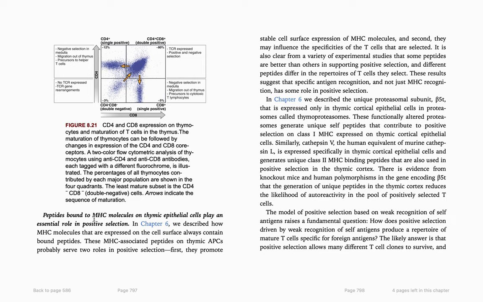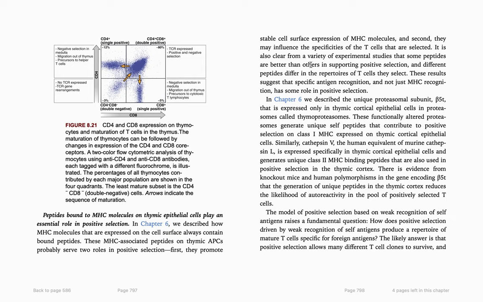Peptides bound to MHC molecules on thymic epithelial cells play an essential role in positive selection. In chapter 6, we described how MHC molecules that are expressed on the cell surface always contain bound peptide. These MHC-associated peptides on the thymic antigen-presenting cell probably serve two roles in positive selection. First, they promote stable cell surface expression of MHC molecules, and second, they may influence the specificity of T cells that are selected.